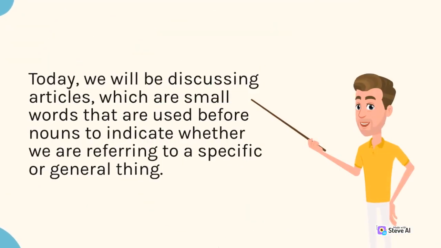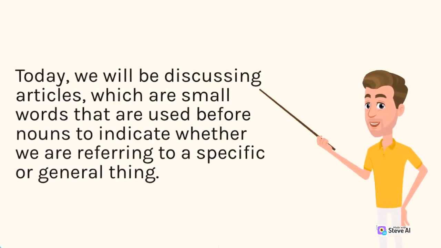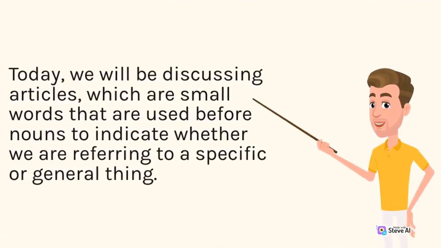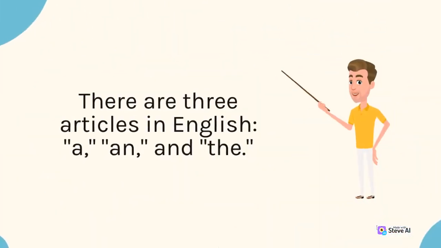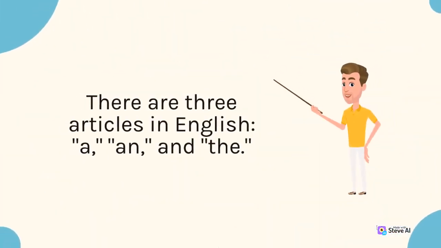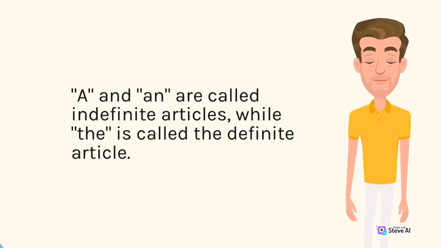Today, we will be discussing articles, which are small words that are used before nouns to indicate whether we are referring to a specific or general thing. There are three articles in English: a, an, and the. A and an are called indefinite articles, while the is called the definite article.